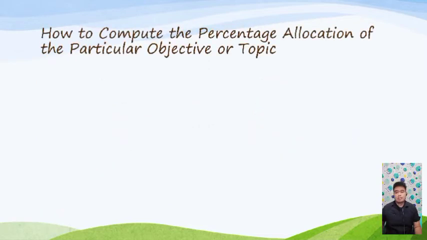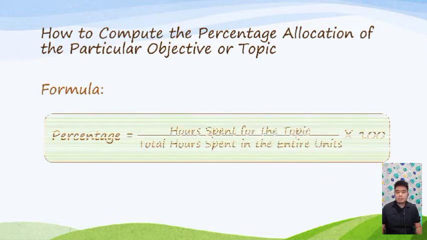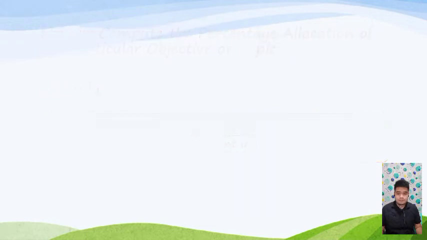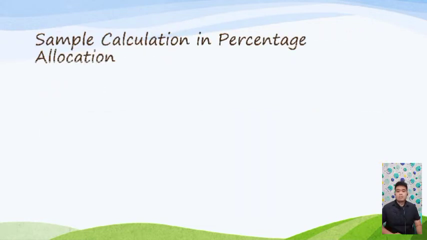So now, let's start with percentage allocation. How to compute the percentage allocation of the particular objective or topic. The formula for the percentage allocation: percentage is equal to hours spent for the topic over the total hours spent in the entire unit multiplied by 100. Now let's move on to sample calculation and percentage allocation.